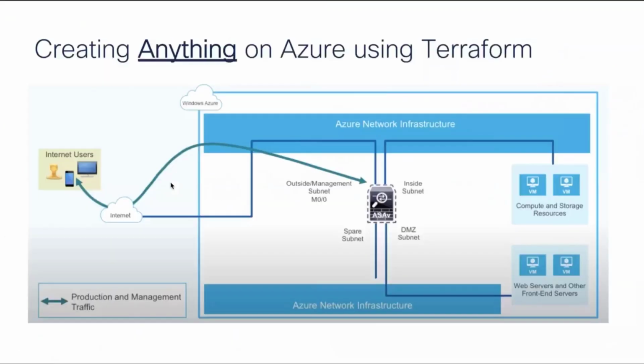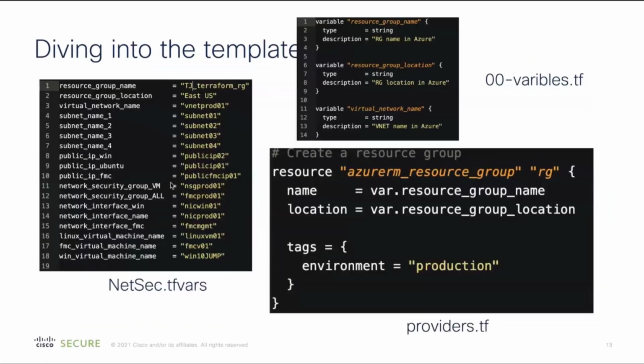So, create anything on Azure using Terraform, right? The concept is we want to be able to, using this, create a Windows, Ubuntu, FMC, FTD, and so on. You can basically start automating any single network, and within 5 minutes, you can have 5 different VMs within the same group deployed and everything else. So let's look into this template.